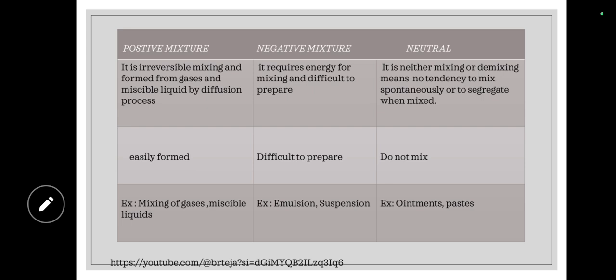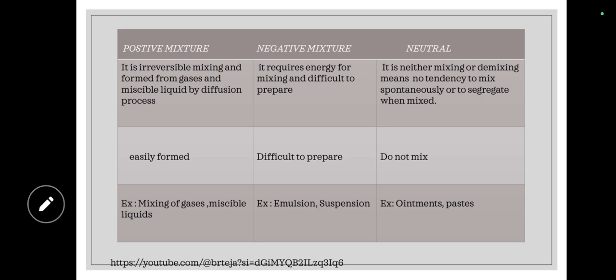Positive mixer: it is irreversible mixing, formed in gases and miscible liquids by the diffusion process. What is the meaning of diffusion? Movement from higher concentration to lower concentration. A positive mixer is easily formed. Examples include mixing of gases and miscible liquids.